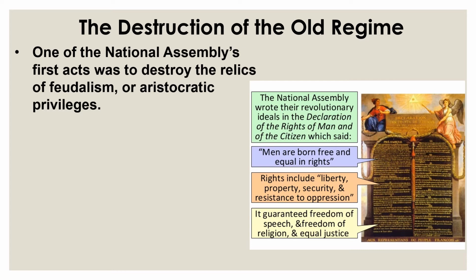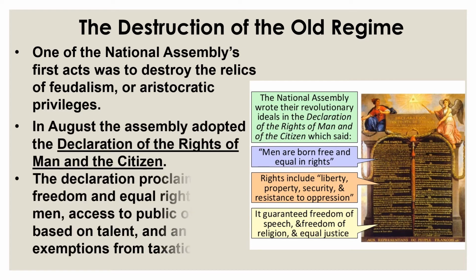The destruction of the old regime. One of the National Assembly's first acts was to destroy the relics of feudalism, or aristocratic privileges. In August, the Assembly adopted the Declaration of the Rights of Man and Citizen. This was in 1789 still.